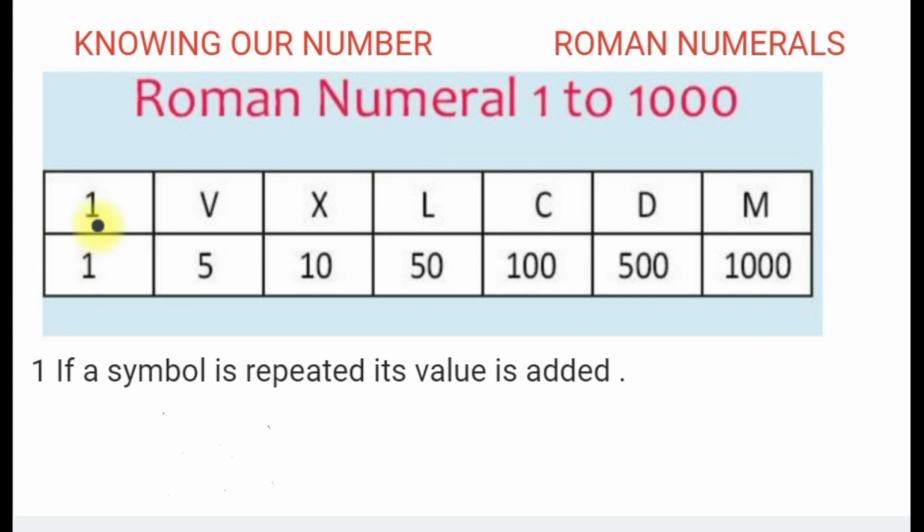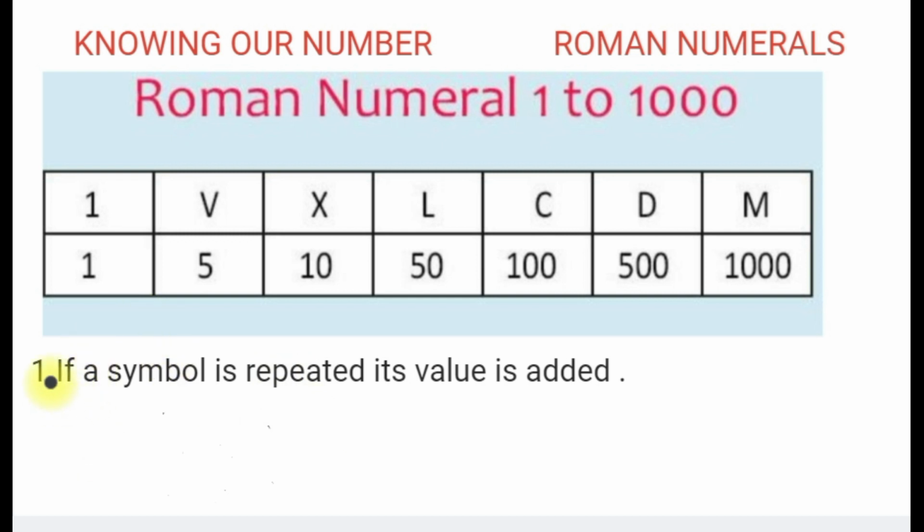This is I, and it is written like this symbol. V is for number 5. If we have to write down 5, we will write this V. X is for 10, L is for 50, C denotes 100, D denotes 500 and M represents 1000. So let's proceed further to the rules for how we write down a number in the Roman system.